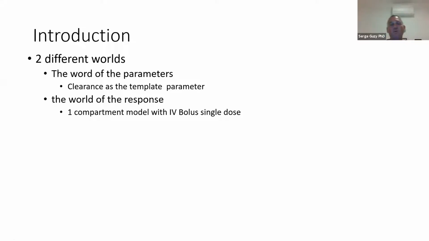When we are done with the world of the parameters, we are going to talk about the second world, which is the world of the response, because the response depends on the parameter, but what we observe is the response and not the parameter. We estimate the parameter. Once we estimate the parameter, we can predict the response. If we have data single dose, we can predict multiple dose, etc. And that's all the idea.